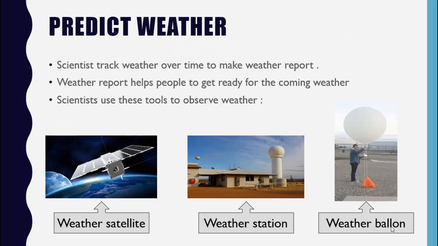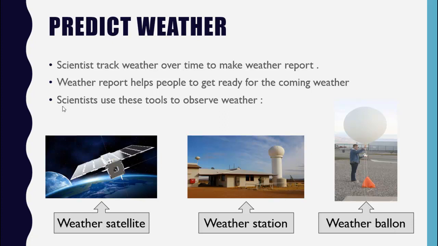How can we predict the weather? And what's important about the weather report? The weather report helps people get ready for the coming weather. How? If the coming weather is cold, you must wear heavy clothes. But if the coming weather is hot, you will wear light clothes. So you must follow the weather report to help you get ready for the weather.